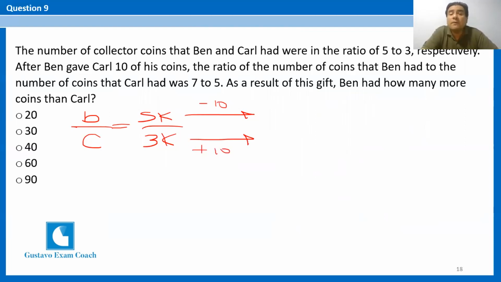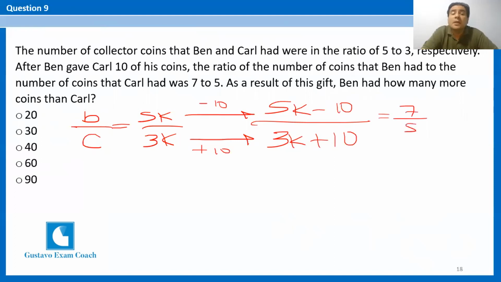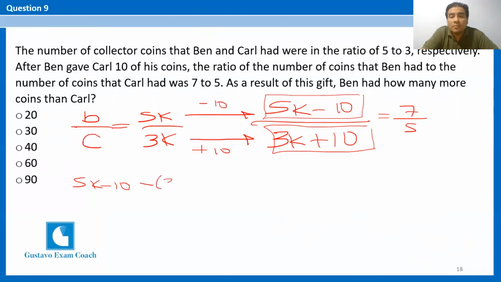And the ratio of the number of coins that Ben had, 5k minus 10, to the number of coins that Carl had, 3k plus 10, was 7 to 5. This is a new proportion, right? And as a result of this gift, Ben had how many more coins than Carl? Okay, as a result of this gift is actually the new quantities of coins, that is 5k minus 10, take away 3k plus 10. Let's find the value of k.